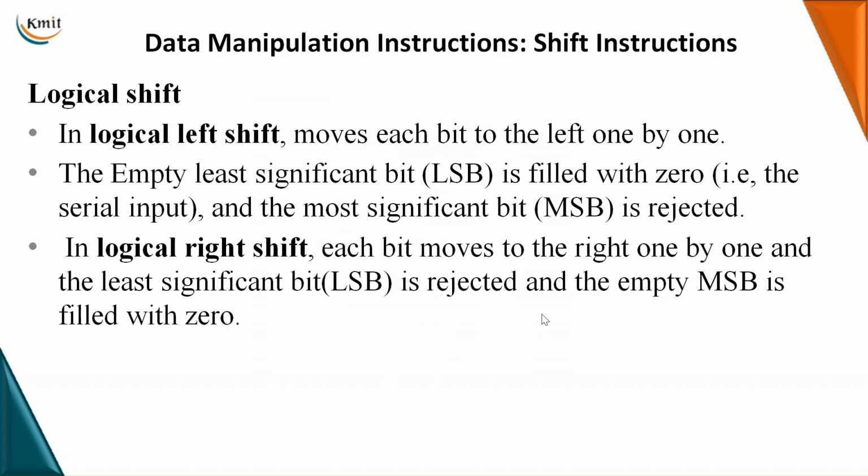Coming to a logical shift, it is divided into two types: logical left shift and logical right shift. A logical left shift operation moves each bit of the contents of a register left one by one, and the empty least significant bit is filled with a serial input which is a 0, and the most significant bit is rejected. In case of a logical right shift, you move the contents of the register bit by bit towards the right, and the least significant bit is rejected, and the empty most significant bit is filled with a serial input which is a 0.